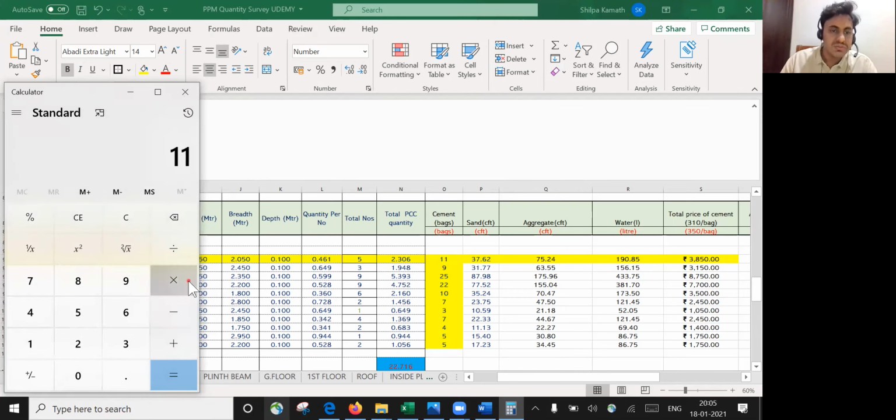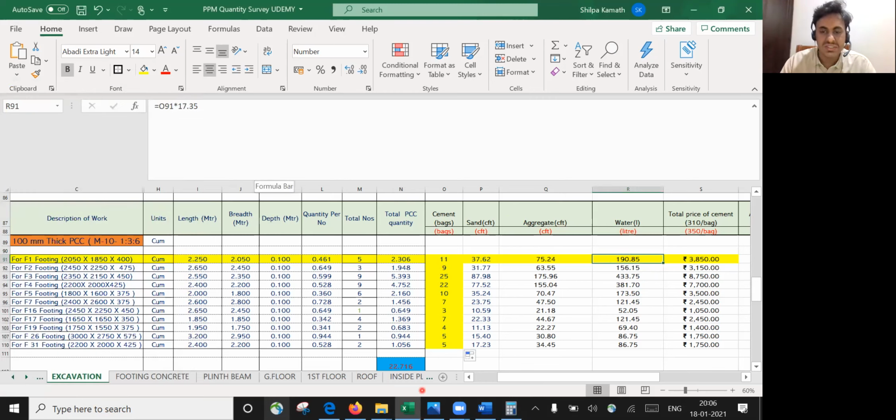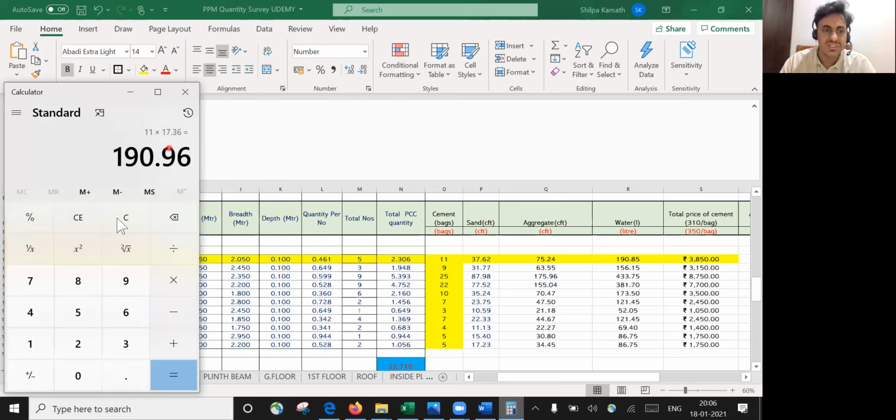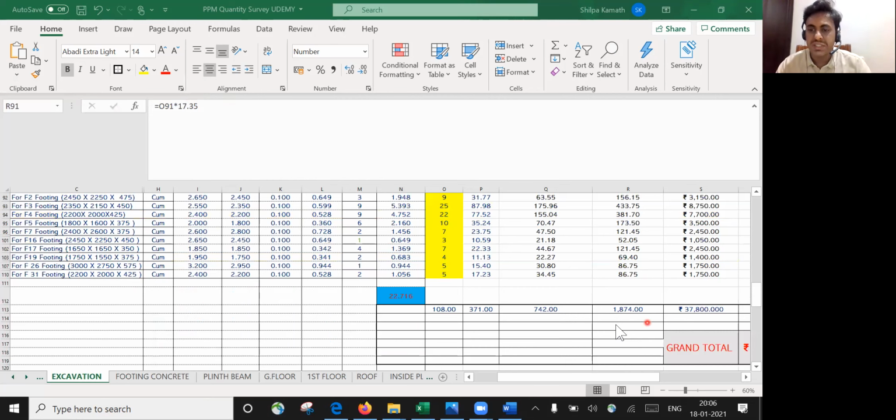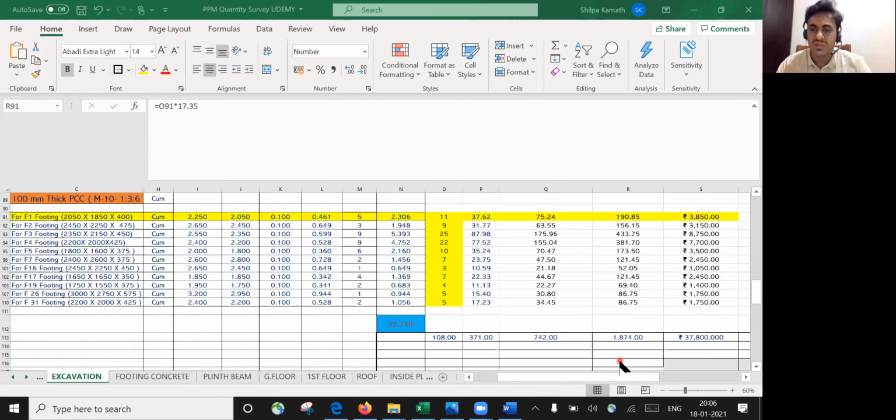So 11 into 17.36. So this comes out to be 190.96. That is why you're getting 190.85. That is fine. That is okay, there is no issue with that. Yeah, I've taken this 35 here. Here I've taken 17.36. We'll do that again. 11 into 17.35. Yeah, 190.85. That is okay. Try to drag everything. You'll get the total water that is required. 1874 liters of water is required, and so on.